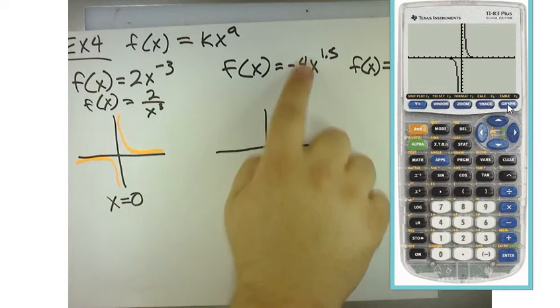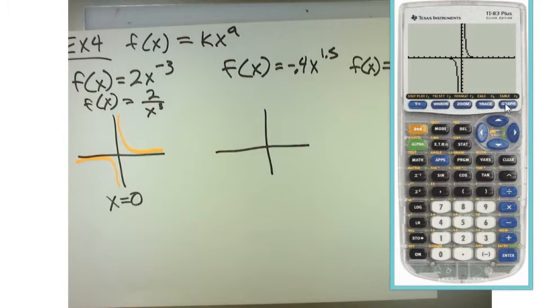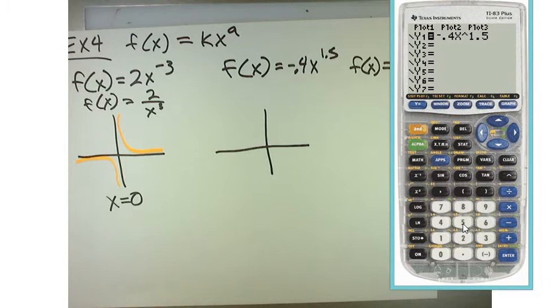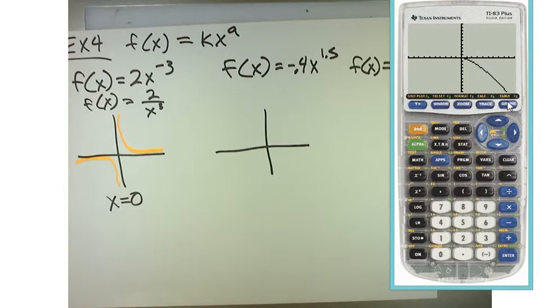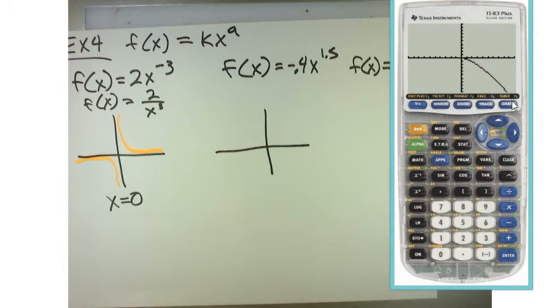Now the negative is going to flip that upside down, and we're going to stretch it by a factor of 0.4, which means we're really going to compress it. And then it's raised to the 1.5. So we're just going to come in here and change a few things. I'm going to say negative 0.4 x raised to the 1.5, then hit enter and graph. Oh, that's different. Let me double check that. Negative 0.4 times x raised to the 1.5. Yeah, that's how it's supposed to look. So we get something like this.